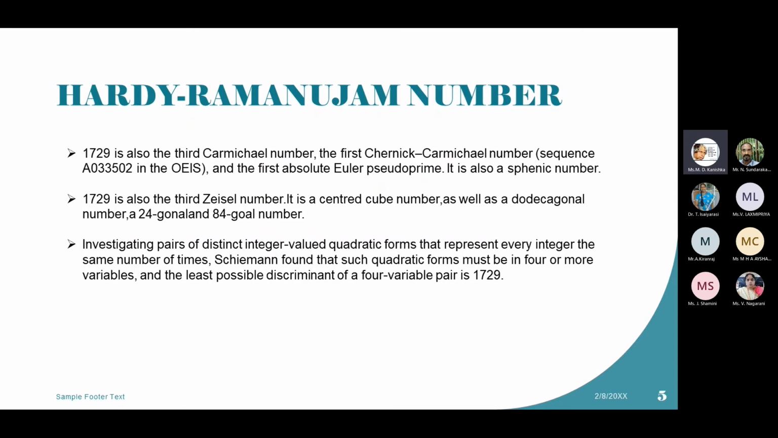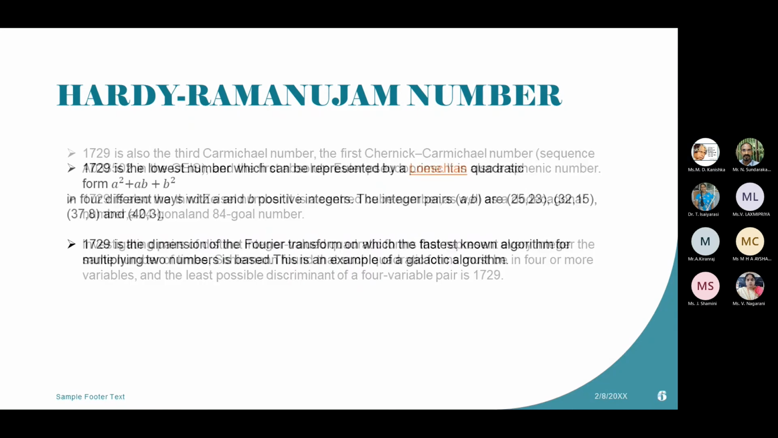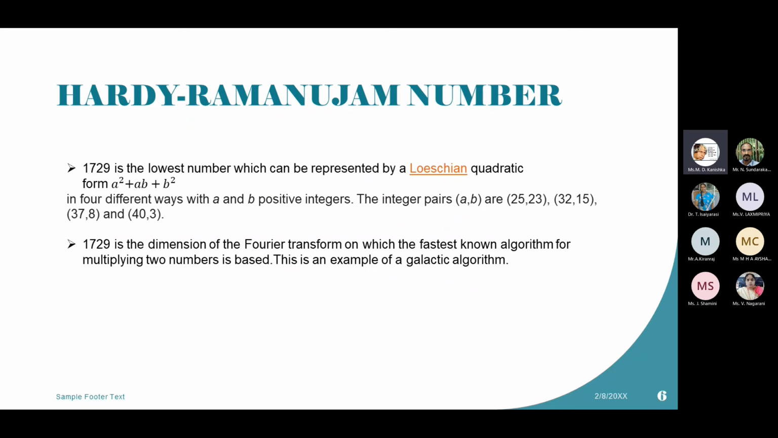Investigating pairs of distinct integer-valued quadratic forms that represent every integer the same number of times, Schiemann found that such quadratic forms must be in 4 or more variables, and the least possible discriminant of a 4-variable pair is 1729. 1729 is the lowest number which can be represented by a Loeschian quadratic form, a squared plus ab plus b squared, in 4 different ways with a and b positive integers. The integer pairs a, b are 25, 23; 32, 15; 37, 8; and 43, 1.